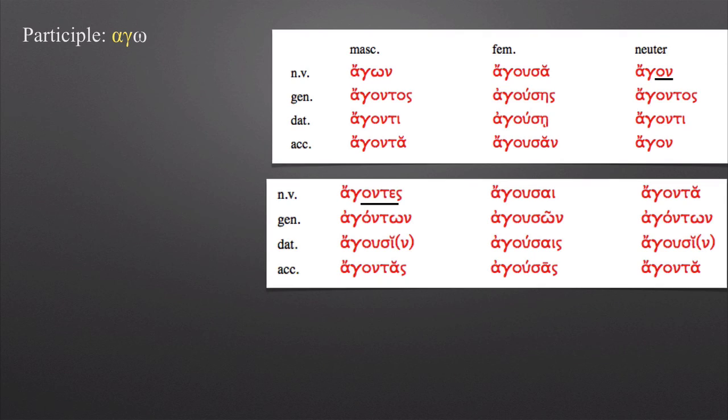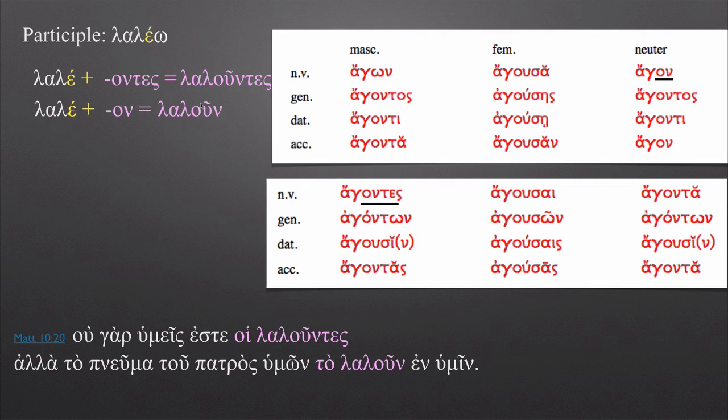I want to look at participles that are a little more difficult to recognize. So let's take here just our standard participle, a verb like agō, to lead. And here's the full paradigm of the participle. Agōn, agousa, agon. So ōn, ousa, on are our endings. In the plurals, ontes, ousai, onta. If that is a little rusty, have a review of it, please. So with a standard verb like agō, not a contract verb, we just tack these ōn, ousa, on endings to the end. Let's now come to a verb like laleō.